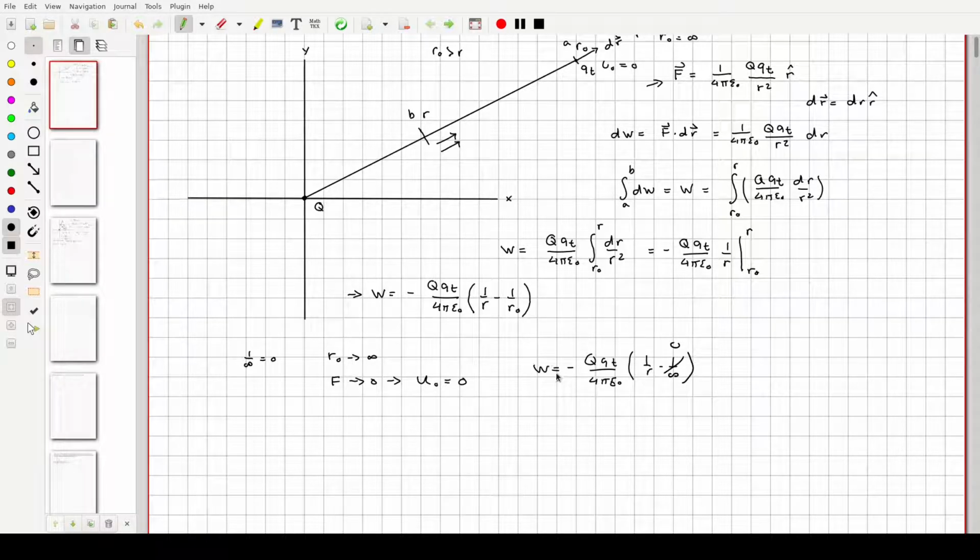So this right here would be the amount of work that you would have to do to take a charge that's set out at infinity and bring it towards here. Well, it's not the amount of work that you would have to do. This is the amount of work that's being done by the Coulomb force trying to push it away as you do it. So here the work would be minus q Q sub t over 4 pi epsilon naught 1 over r.